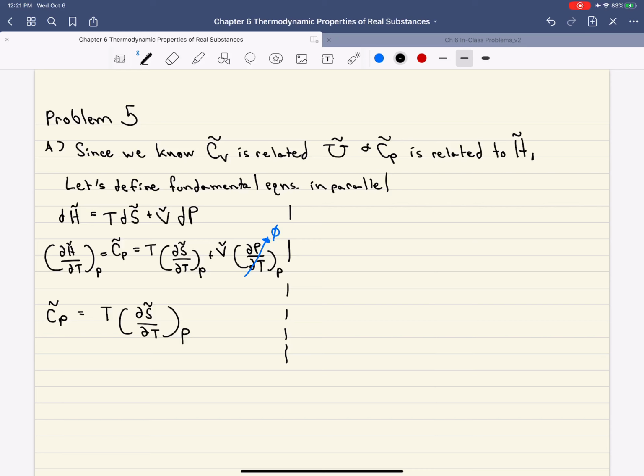Now let's do the same sort of analysis with internal energy. So we have dU, whose fundamental equation is equal to this. If we take the partial derivative of U with respect to temperature at constant volume and apply the expansion rule, we get this.